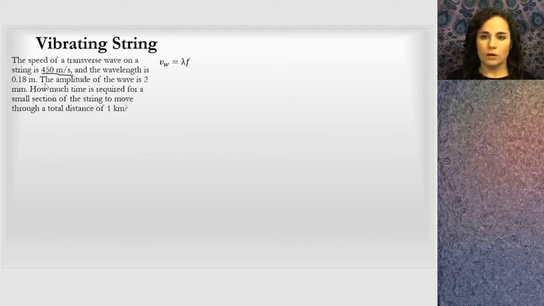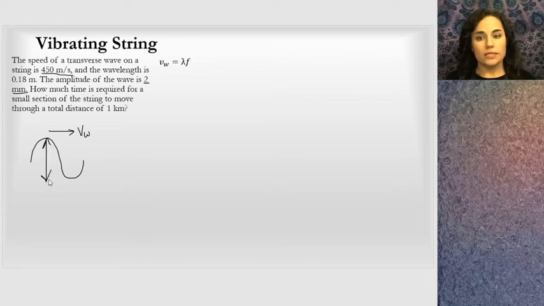How much time is required for a small section of the string to move through a total distance of 1 kilometer? Well, they give me the amplitude here, and when I think about a transverse wave, remember this is a wave that oscillates perpendicular to the direction of propagation. So it's oscillating up and down, and the wave is moving in this direction. The wave oscillates up and down in this direction. It may make sense to you that if this is 2 millimeters here and 2 millimeters down here, in one cycle, it will travel 8 millimeters total, up and down.